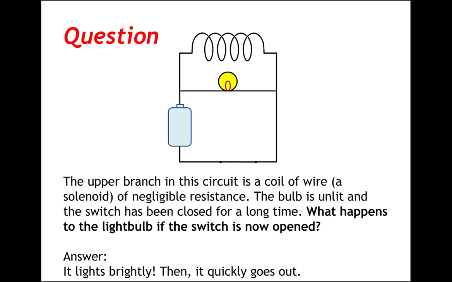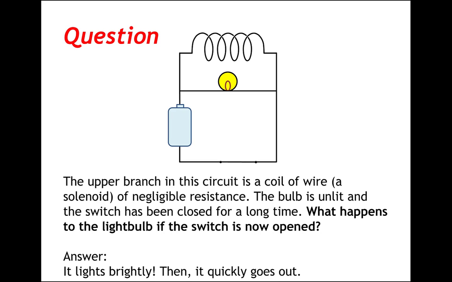And as soon as we open the switch, we discover something: that the light bulb burns brightly, but then it quickly goes out. The reason for this is that when the switch is opened, there is a change of magnetic flux through that coil's wire. And due to the coil's ability to store magnetic potential energy, it provides energy to the circuit to allow the light bulb to light for a brief period of time before going out.